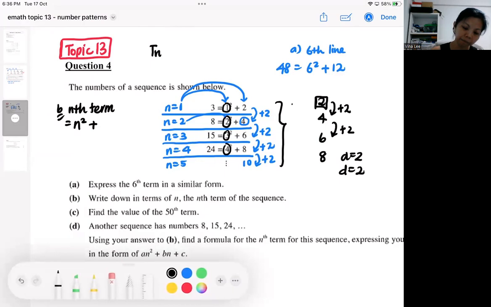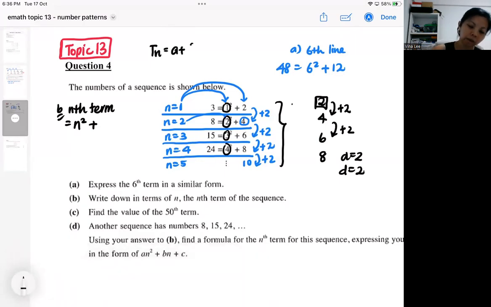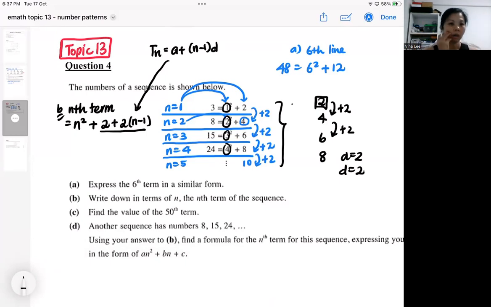The first term plus n minus 1 times d. So my first term is 2, my d is 2. So this will be my common difference. So you see it as 2 parts.